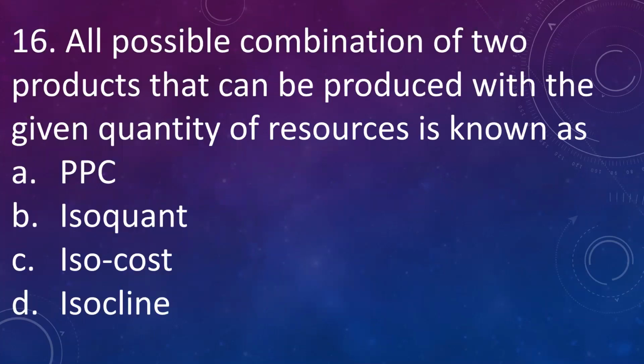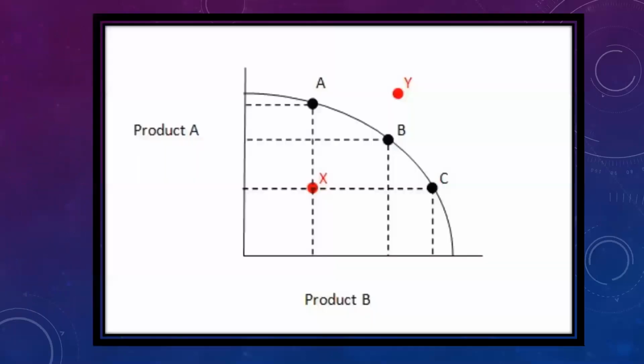Now, all possible combination of two products that can be produced with the given quantity of resources is known as A PPC, B ISO-cont, C ISO-cost, D ISO-client. Answer is PPC, that is production possibility curve. It indicates all possible combination of two products that can be produced with the given quantity of resource or input. Here is the graph showing the production possibility curve.